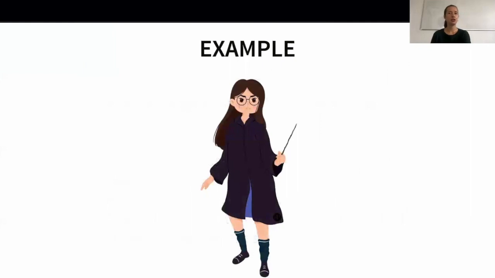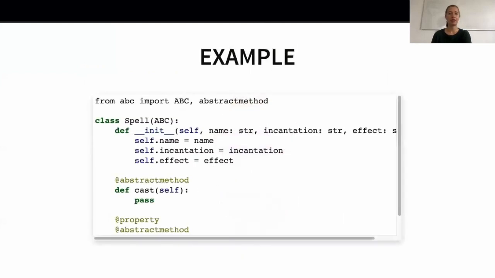In our magical universe, lots of different types of spells exist. For example, a spell can be a charm or a curse. This makes the Spell class a great application for Python's ABC module. To use an abstract base class, we first import Python's ABC module and let our new class, in our case Spell, inherit from the ABC class.